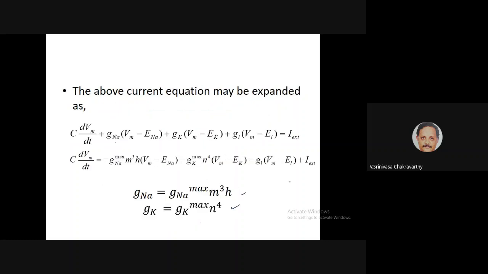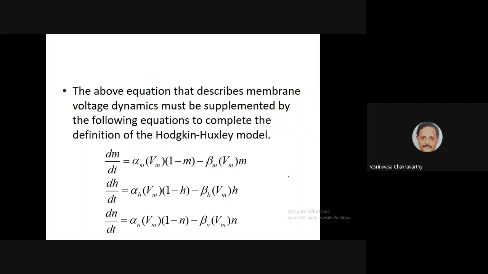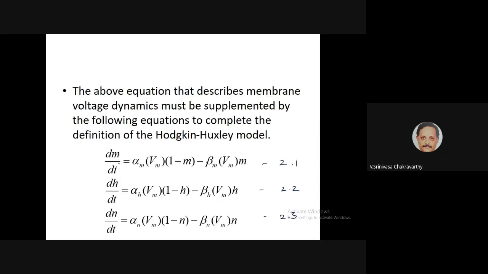So this is 1, and I'll call these 2.1, 2.2, and 2.3. So in total 4 differential equations, but highly nonlinear differential equations. And the alpha and beta functions, there are 2 functions for every gating variable, are given by these expressions. I mean, you don't have to memorize this or anything.